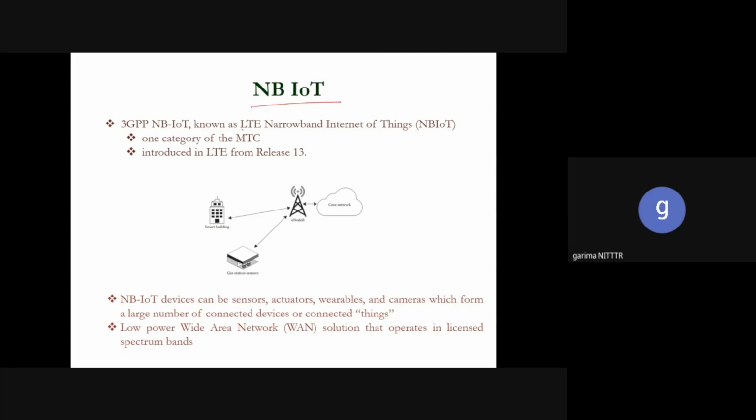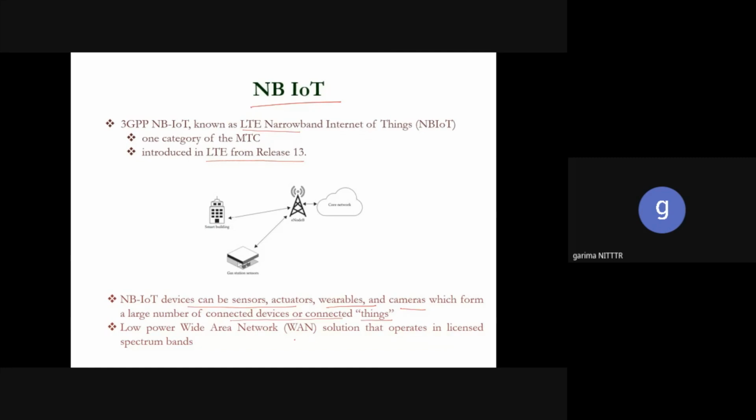This narrowband IoT is basically a 4G band structure utilizing LTE frequencies, and it is the solution for the cellular applications of IoT. That is why it is the cellular part of cellular IoT. And they are going to have narrowband IoT devices, which can be sensors, actuators, wearables, cameras, anything which is going to be connected devices or things in large numbers.